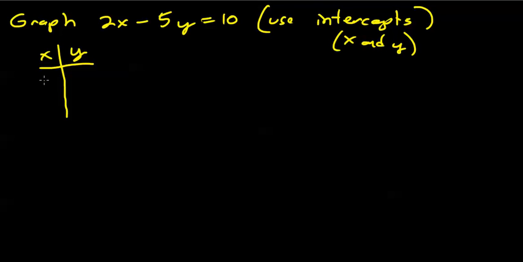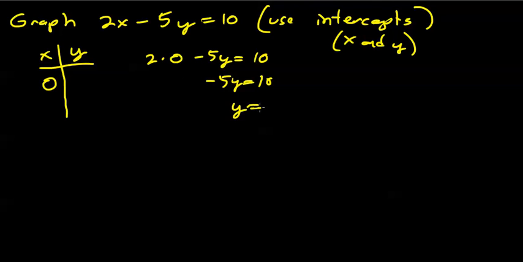All right, when x is 0, what's y? Well, I can easily plug in 0 for x and solve for y. So 2 times 0 is 0, and I get minus 5y equals 10, and y equals minus 2, right? So I claim (0, -2) is a solution to this linear equation. Hence, it must fall on the line, the graph of the solution set for this equation.